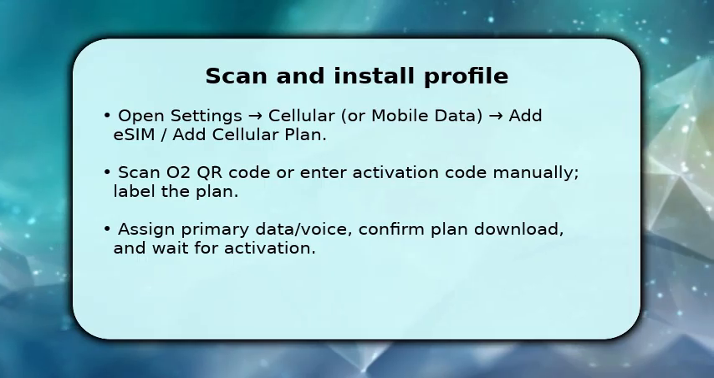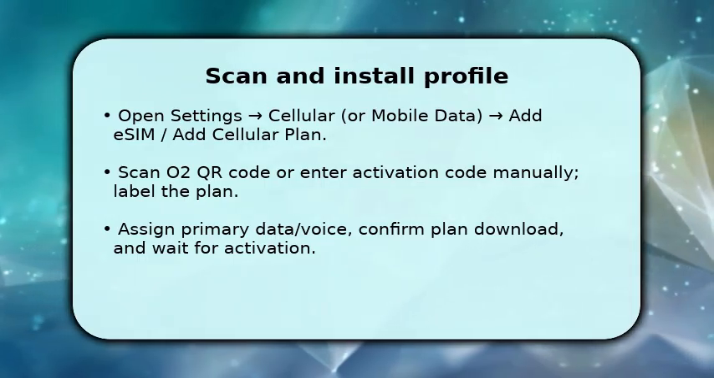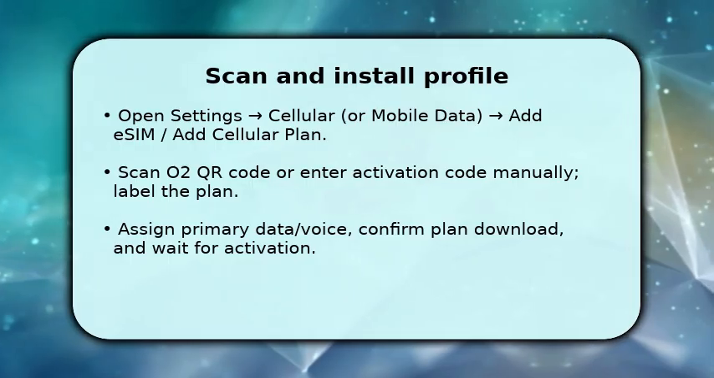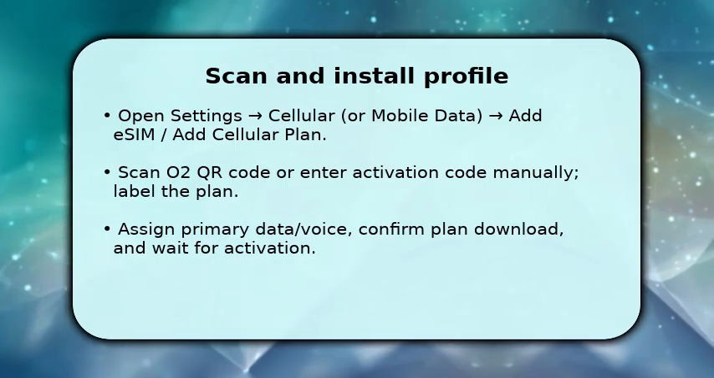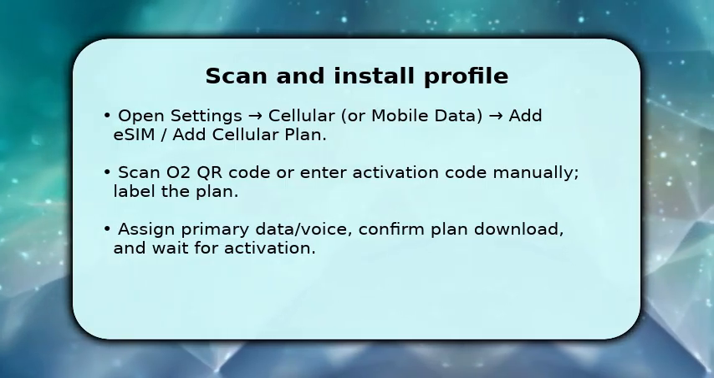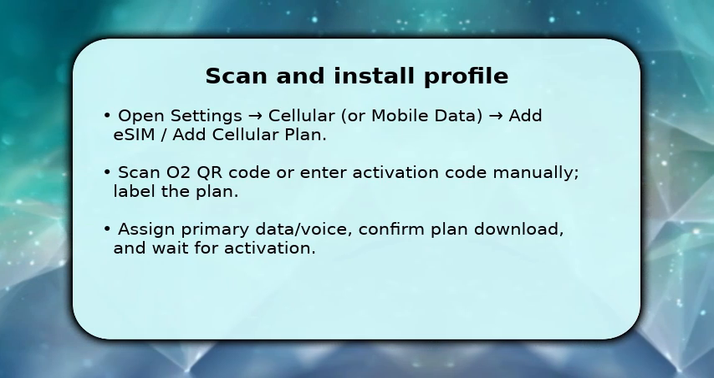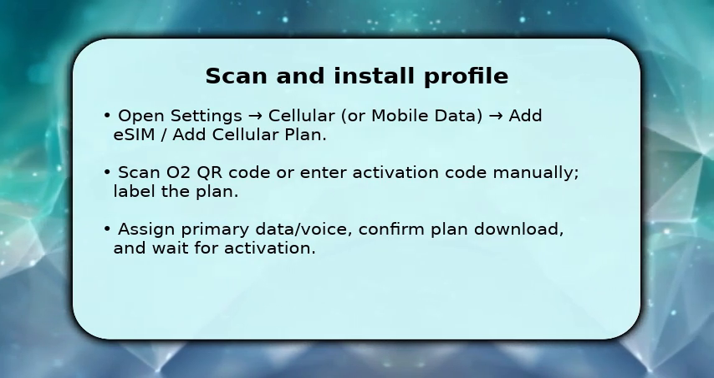If prompted, give the plan a name and set whether it's your primary line. Make sure Wi-Fi is on during download if required. The device will fetch the operator profile and install it. Once installed, the profile shows in cellular settings, and the carrier status changes to O2.